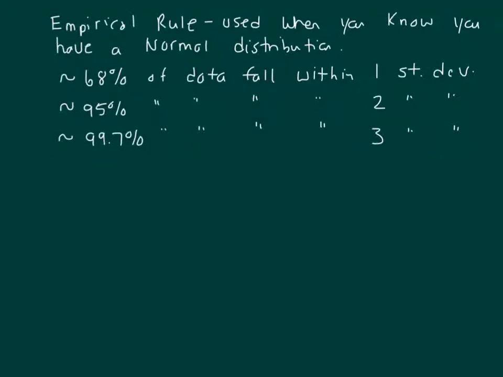There's a rule called the empirical rule that can only be used when you know you have a normal distribution. It says approximately 68% of your data fall within 1 standard deviation, 95% within 2, and 99.73% within 3 standard deviations. So what that means, if you have a normal distribution, is that you've got 50% over here and 50% over here, okay?